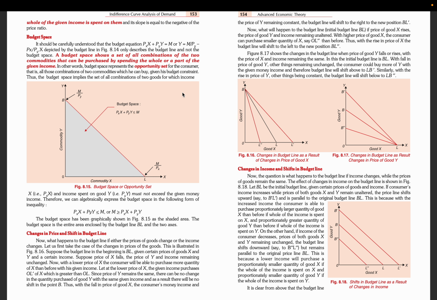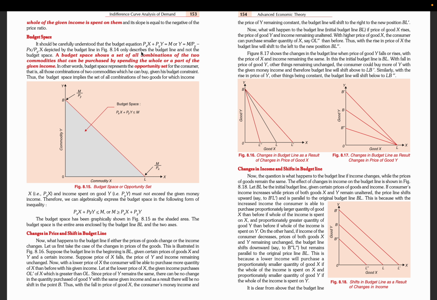Budget space. It should be carefully understood that the budget equation or the slope intercept form of the budget equation depicted by the budget line 8.14 only describes the budget line and not the budget space. Okay, it's just showing the line on which all of those points where you optimally use your money income are present. A budget space shows all the combinations of the two commodities that can be purchased by spending the whole or a part of the given income. If we write this only till a whole, that is the definition for budget line, but if you include or a part of the given income, then it becomes the definition of a budget space.